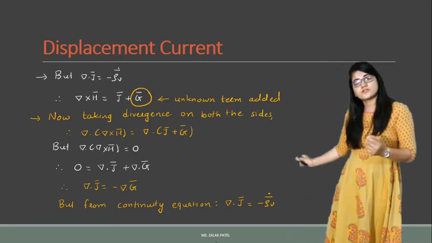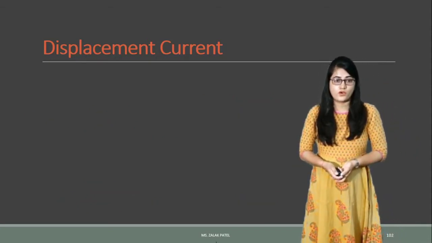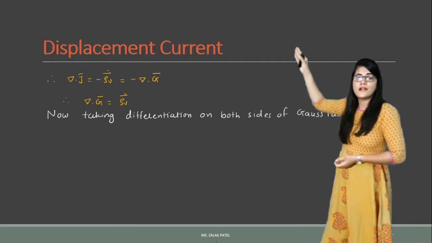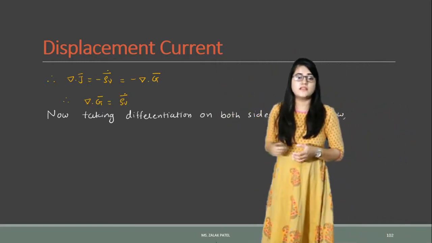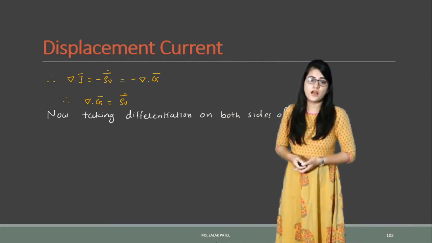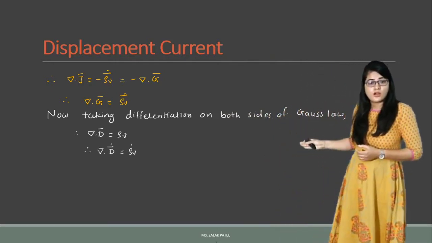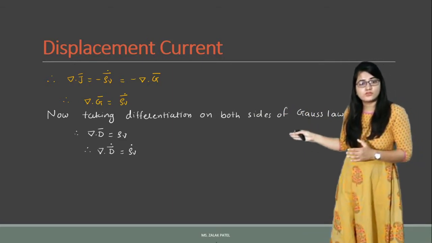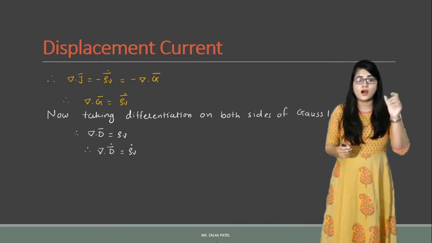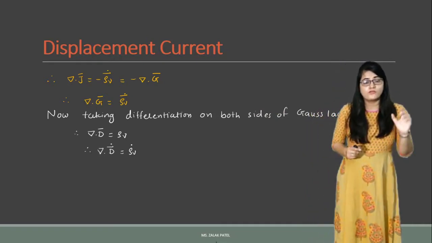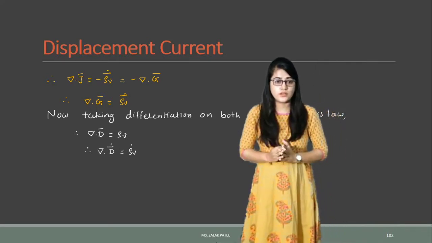So one-time differentiation of volume charge density, that is ∂/∂t of ρv. Now ∇·J equal to minus ρv dot equal to ∇·G means that the additional term is ρv dot. Now taking differentiation on both sides, here ∇·D equal to ρv. According to Gauss law for the divergence theorem, ∇·D equal to ρv, that we all know.